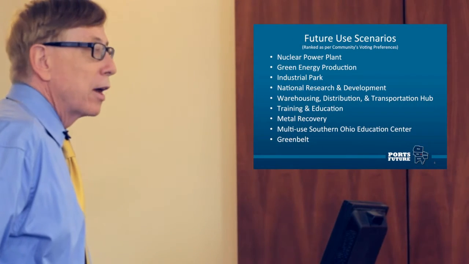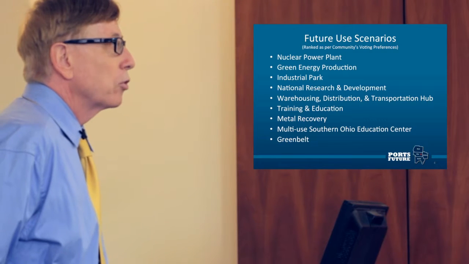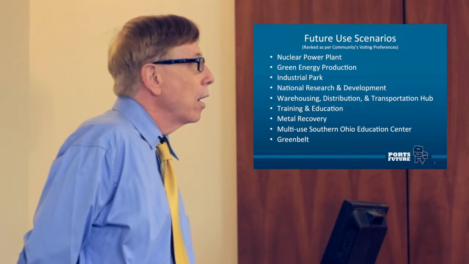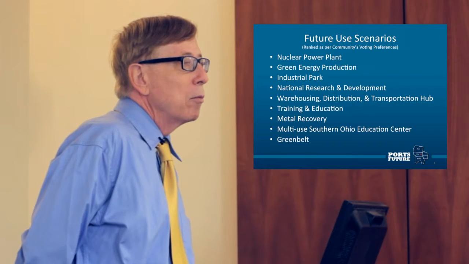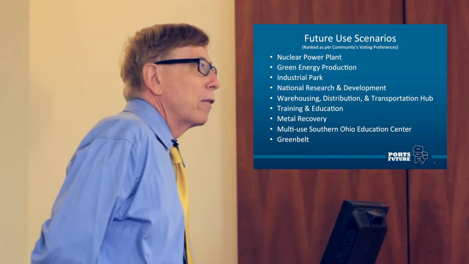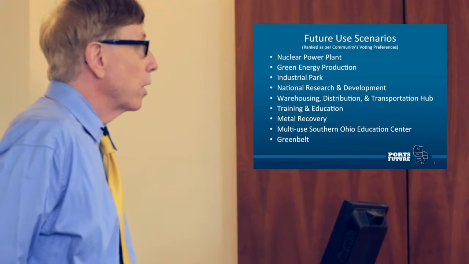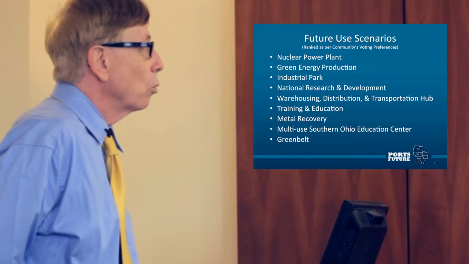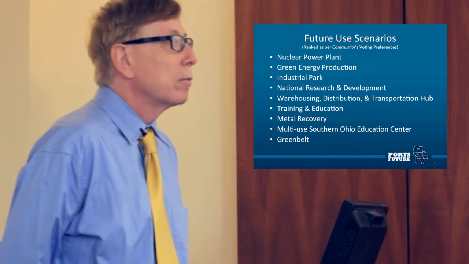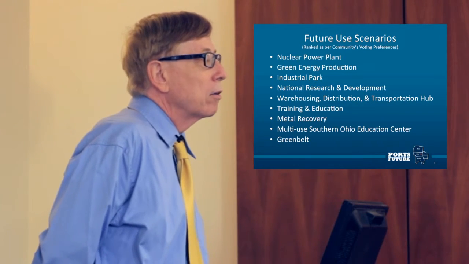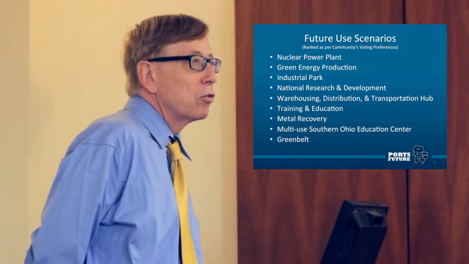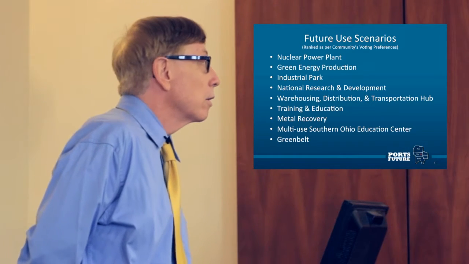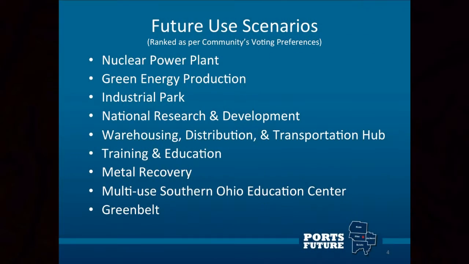Warehousing, distribution, and transportation hub. Now, this would be something perhaps similar to in Columbus, you have the Rickenbacker facility, something where this area would act as a hub where transportation would come together, whether that be air, road, rail transportation. And you're not that far actually from the river, so you might be able to use some water transportation as well. And this would be a hub where things could be stored and transported. One of the nice things about Ohio is that this region is within perhaps within 400 miles, you get into about 80% of the population of the country. And so this was thought to be an interesting use.